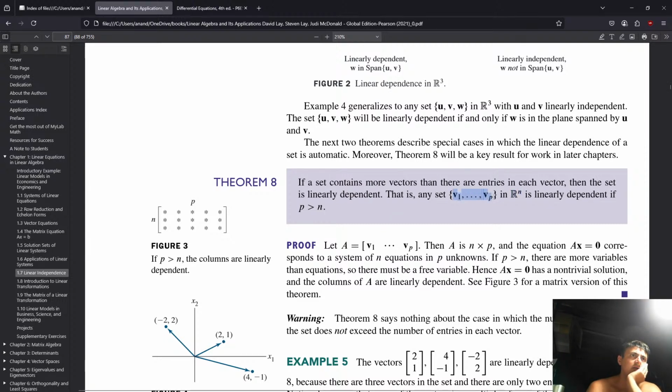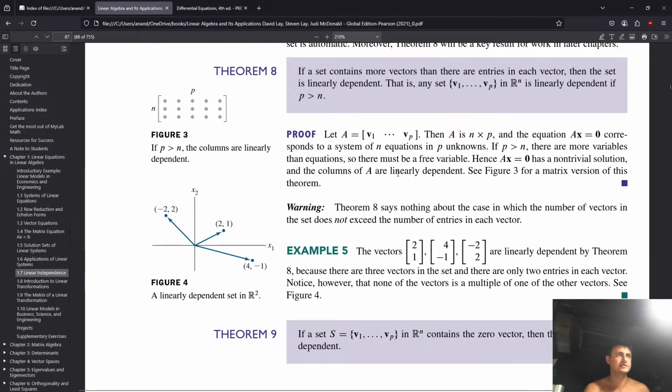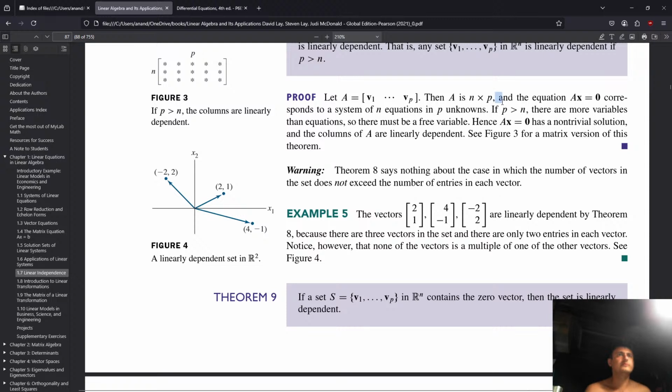The number of columns should be the number of variables. That's why I'm confused by this. Oh, okay. Any set of p vectors in Rn is linearly dependent if p is greater than n. That checks out. That's fine. That makes sense. And I don't think we need the proof.